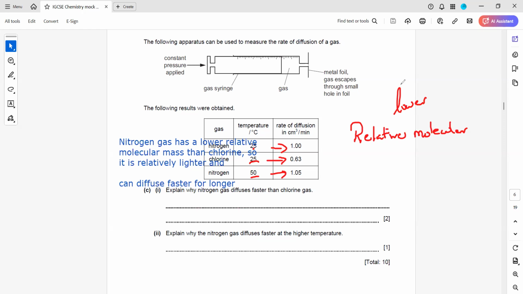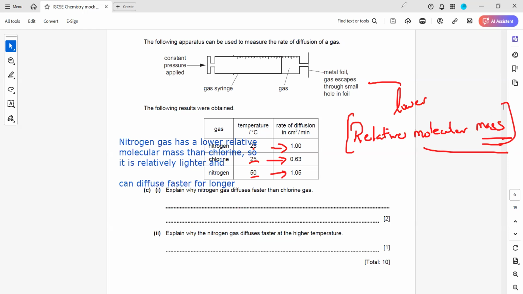So use the term relative molecular mass, okay? Some students use mass only, that is not the right term. Some students use molecular mass only. That is correct, but not the complete answer. So in the exam, whenever you compare a rate of diffusion, you should always refer to relative molecular mass, okay? Always use the term relative.